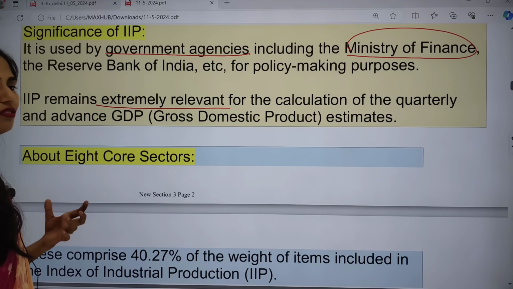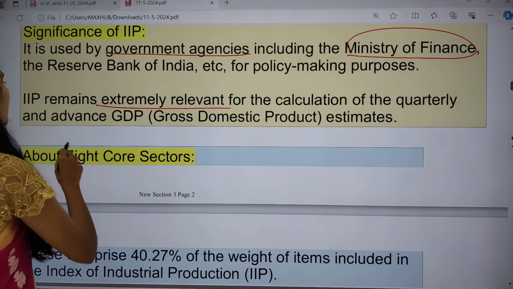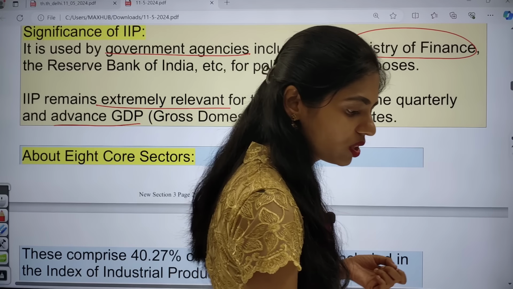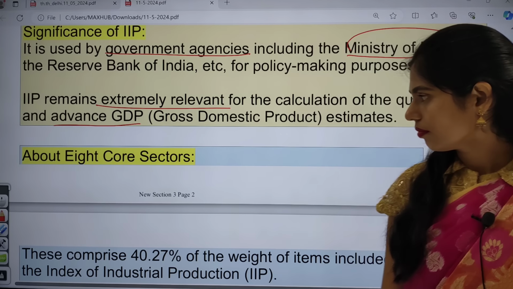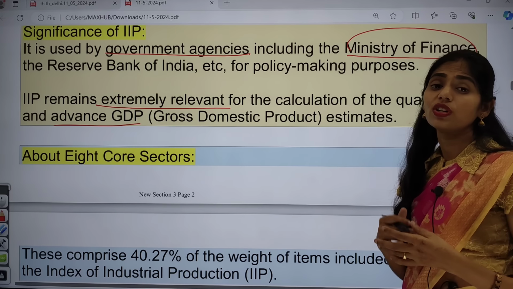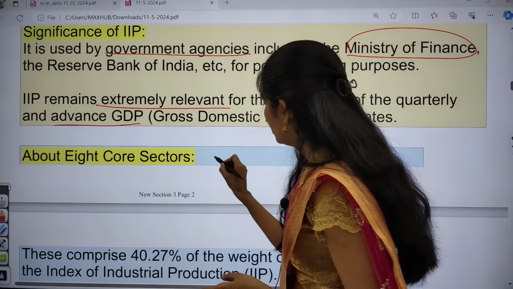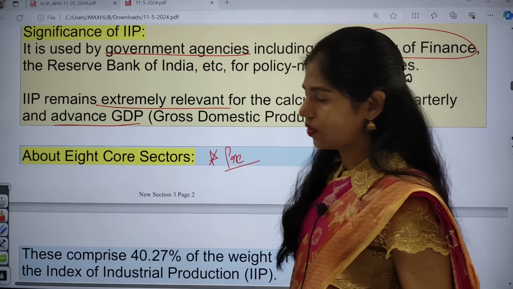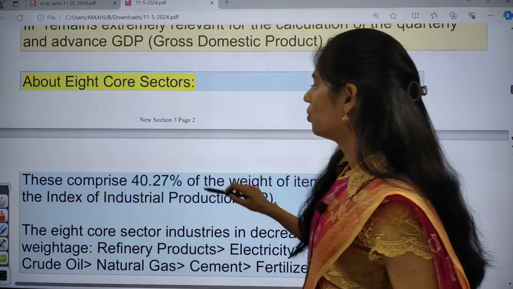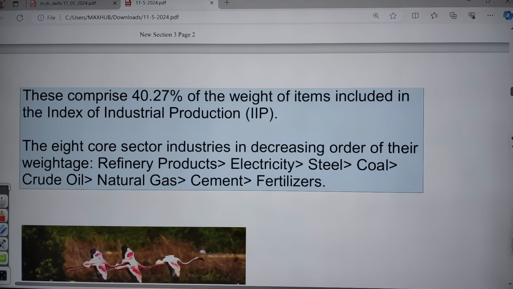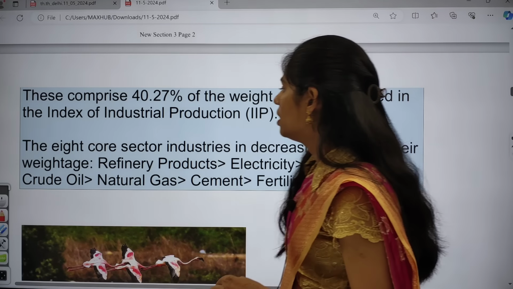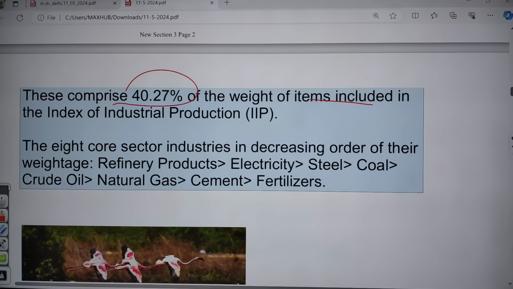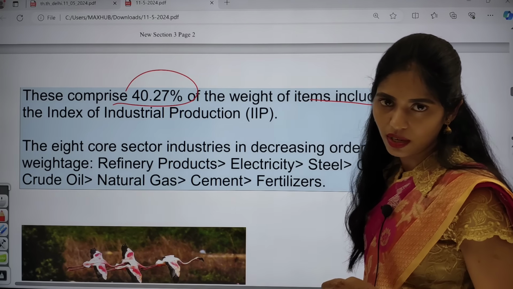It is very important for the calculation of quarterly and advance GDP estimates. So if you want to go for GDP estimates, this data is very helpful. And next, you have to see which are these 8 core sectors. From this area also you can expect a prelims-based question. So what are these 8 core sectors? They comprise 40.27% of the weight of items included in the index of industrial production.